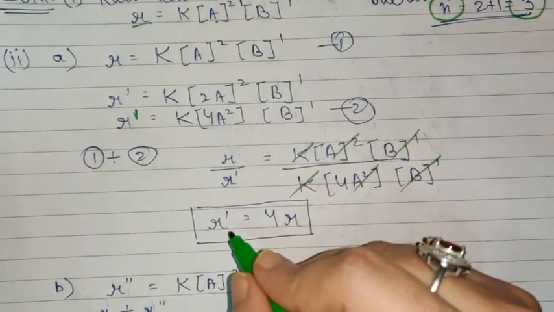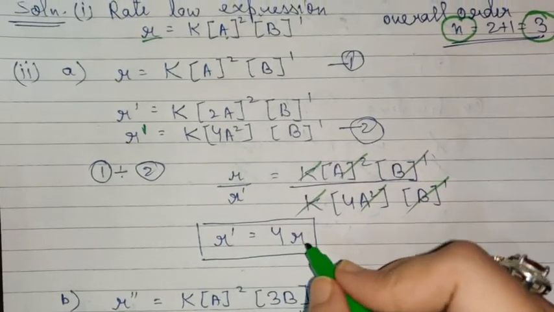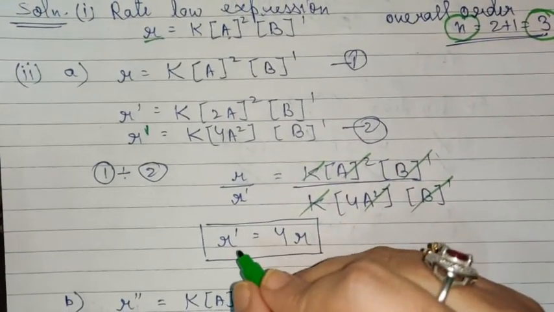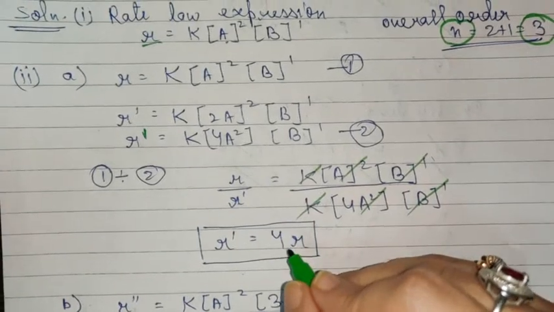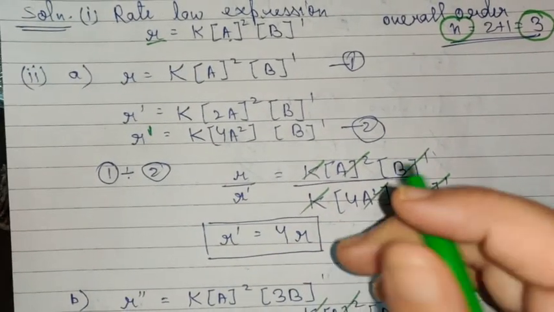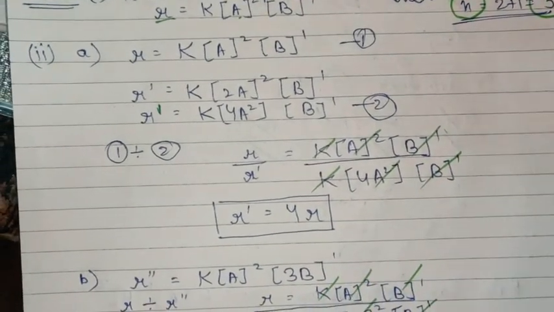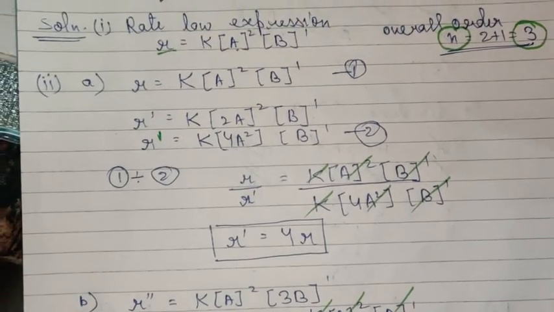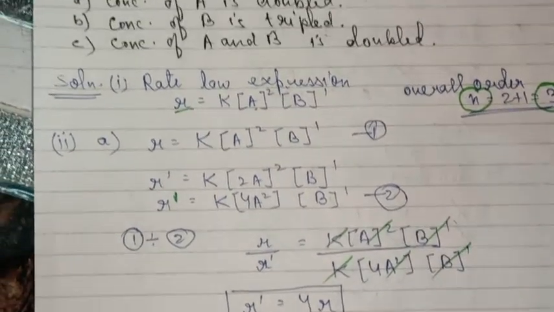And on simplifying you'll get R prime is equal to 4R. That means the rate of reaction will become 4 times the initial rate of reaction. Children, such questions are asked in your board examination, and I hope it is clear. It is quite simple. Then what is the second part?